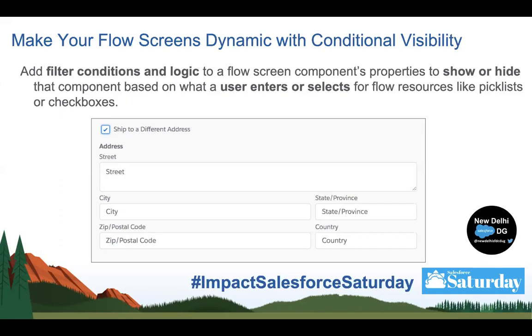So here, let's say there is a checkbox, ship to a different address. Only if someone checks that box, you will see the screen below with all those additional fields. Otherwise, the section would be hidden for the users. This is very dynamic, and based on your filter conditions, you can define any kind of logic to show or hide these components. This works for a single field or multiple fields, and even for picklists, which is very useful.